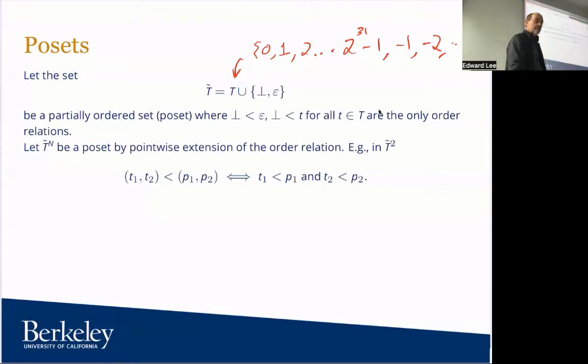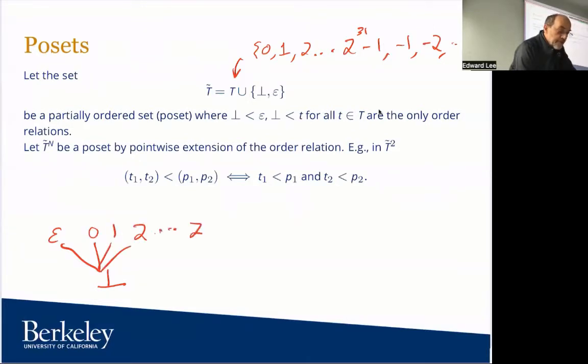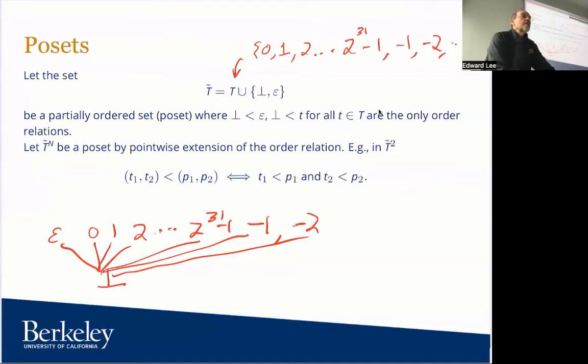So it's just a big set of numbers. All right, and we augment that set with bottom and epsilon representing unknown and absent. And then we define an order relation, which is called a flat topology, in fact, where bottom is at the bottom. In fact, that's why it's called bottom. And everything else is above it. Epsilon, 0, 1, 2, up to 2 to the 31 minus 1, minus 1, minus 2, etc. These are all above bottom. Okay, so this kind of diagram is called a Hasse diagram, and it shows an order relation between these elements of this set.